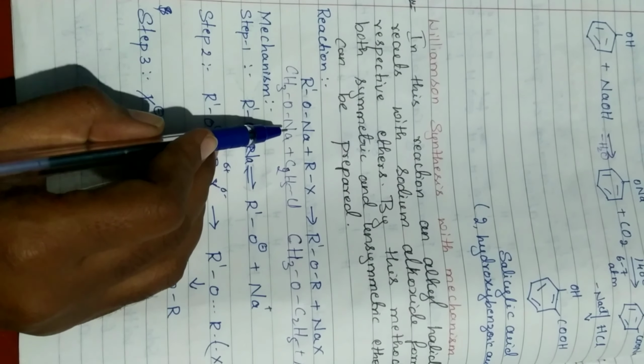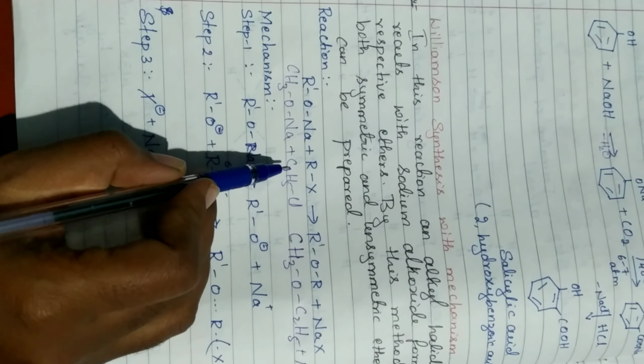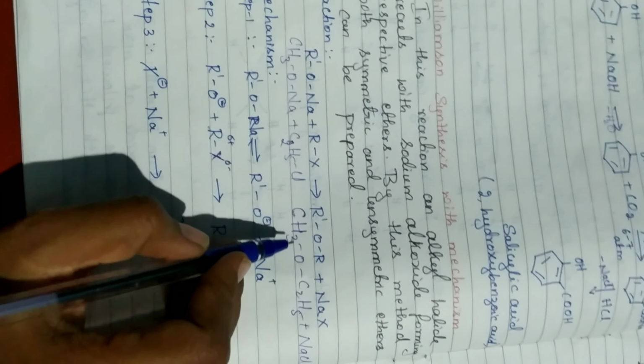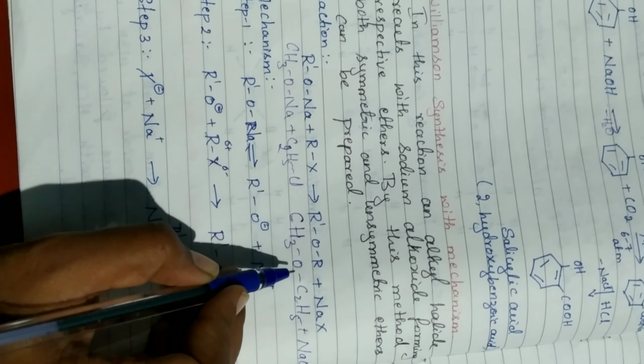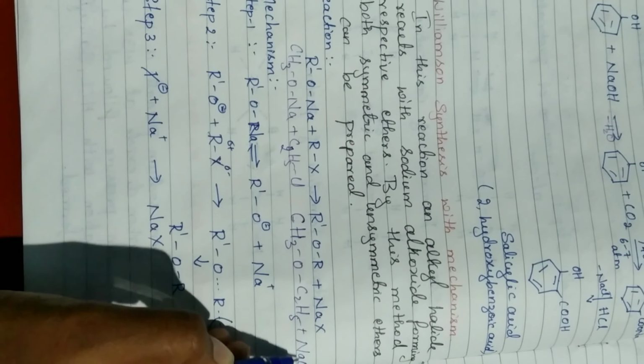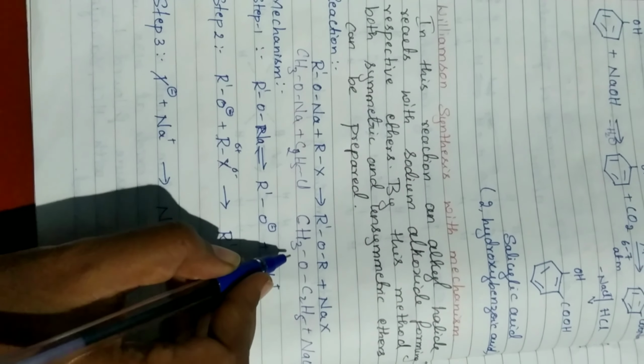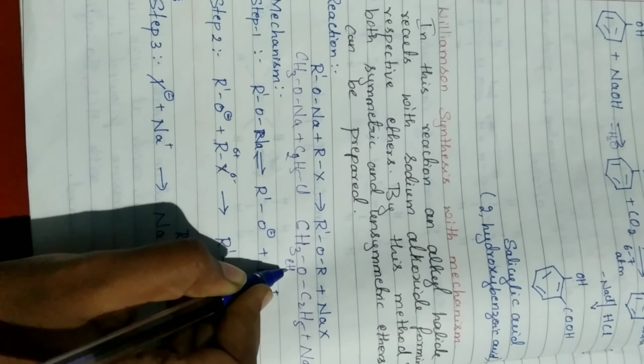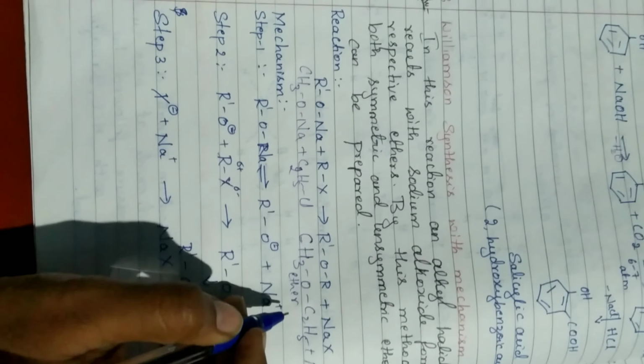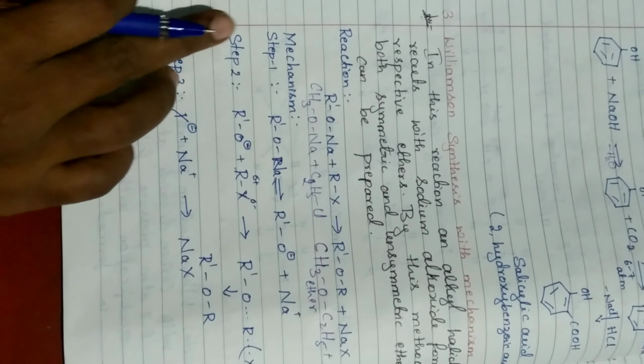I have given an example here: sodium methoxide is treated with chloroethane in order to get ethoxy methane and sodium chloride as a byproduct. This ethoxy methane is an ether. This involves three steps.